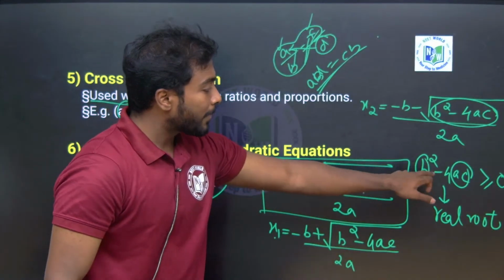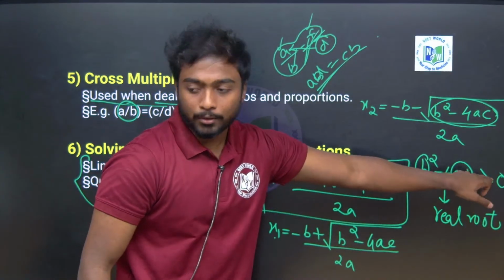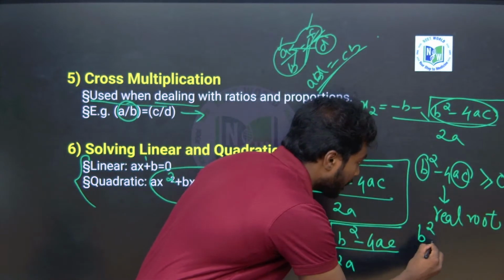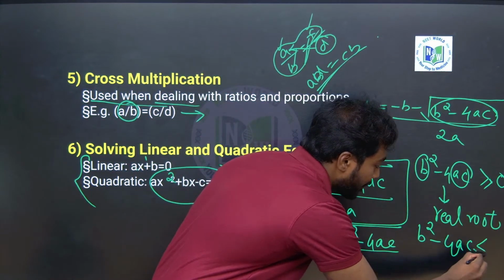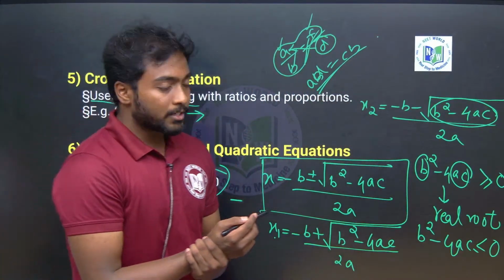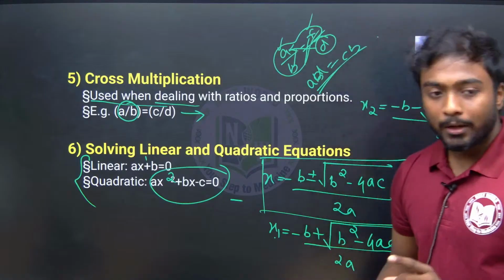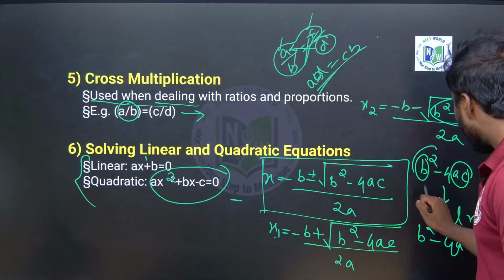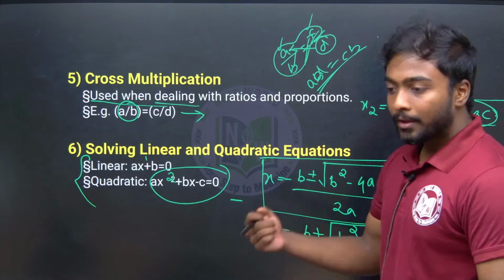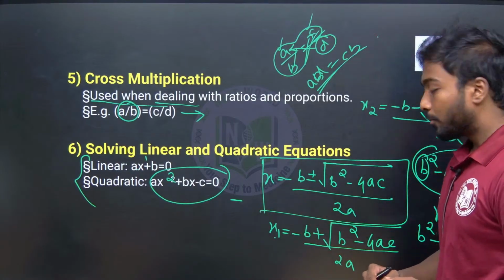Suppose b square minus 4ac is greater than or equal to 0, it is a real root. In case b square minus 4ac is less than or equal to 0, it is an imaginary root. Understood? So whether it is a real root or imaginary root, I can find by using b square minus 4ac greater than or equal to 0 or less than or equal to 0.